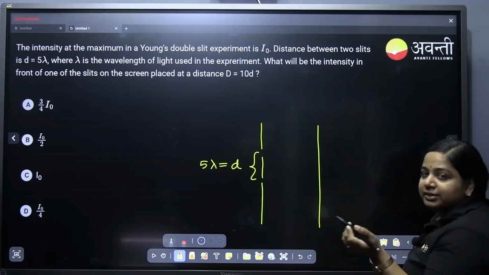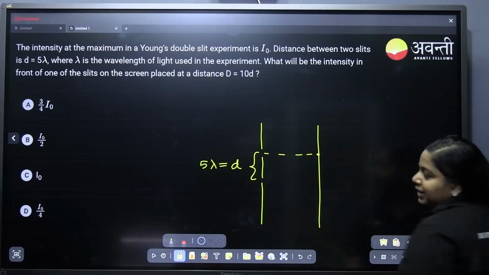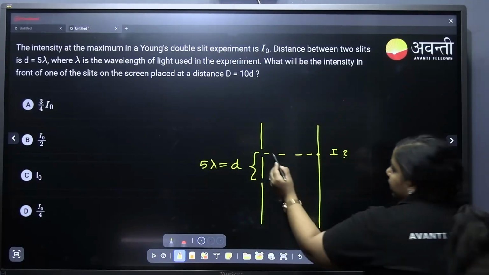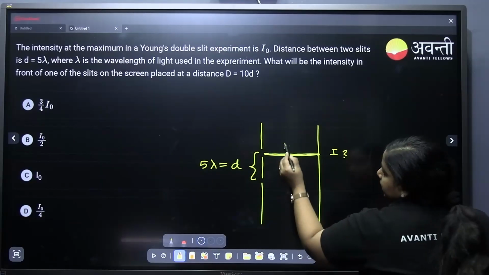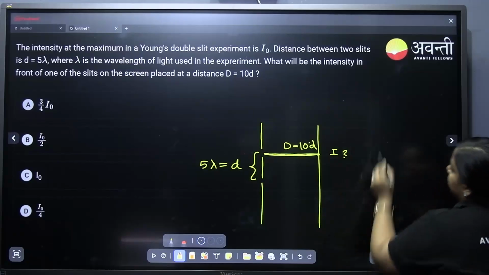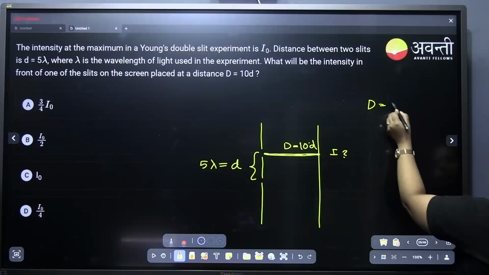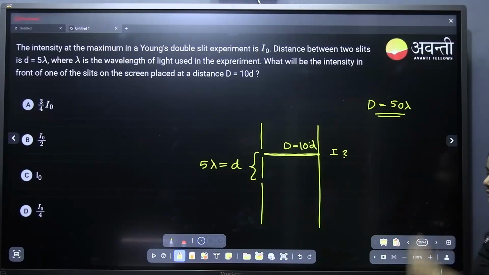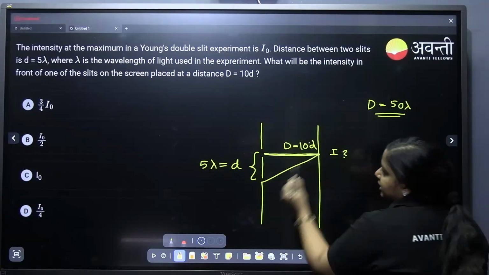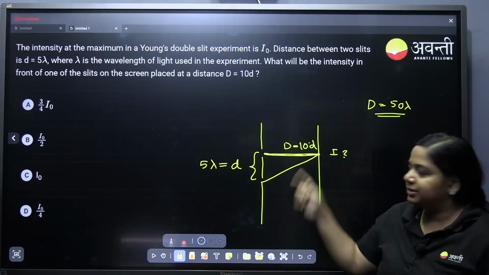Now maximum intensity is I naught at this point, right in front of one slit. What is the intensity? That is what we have to find. This distance is D, which is equal to 10 small d. So D can also be said as 10 into d, that is 50 lambda. Now from this point to this point, what will be this distance? We have to find the path difference, right?